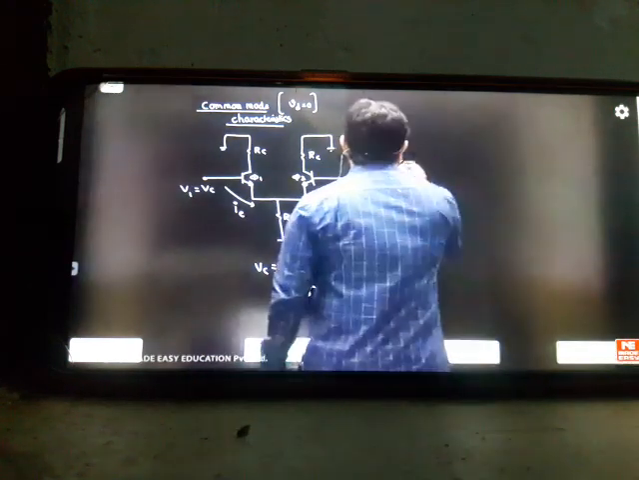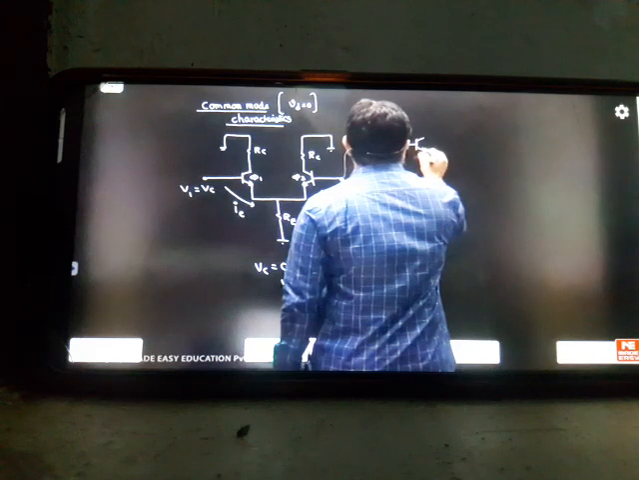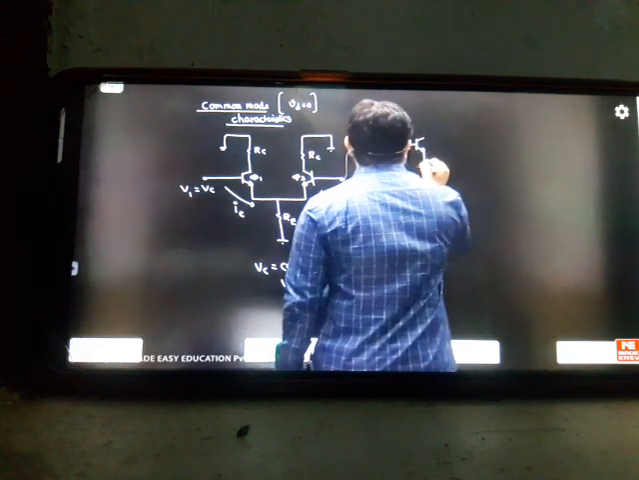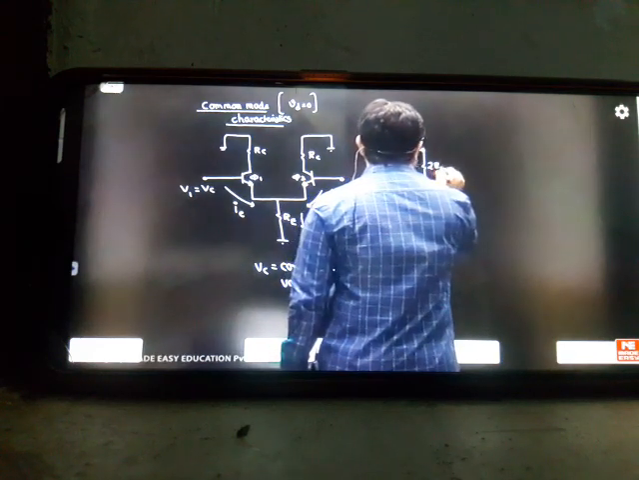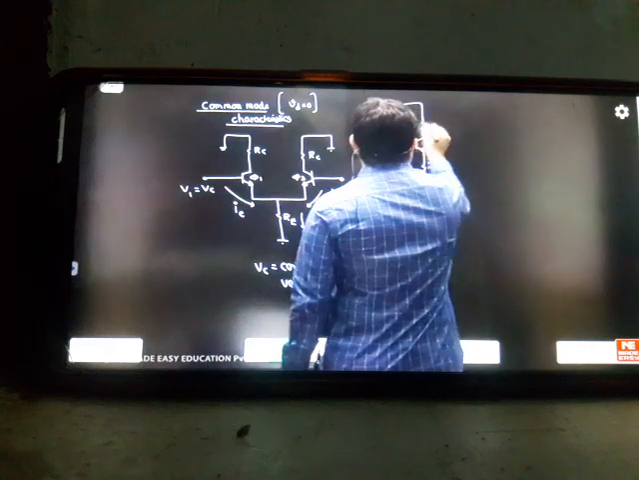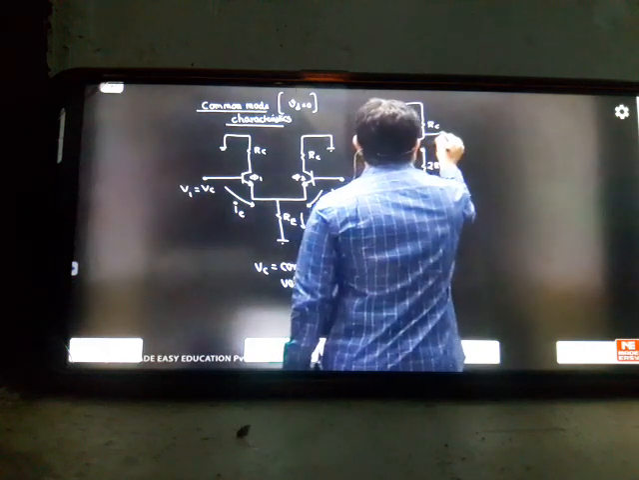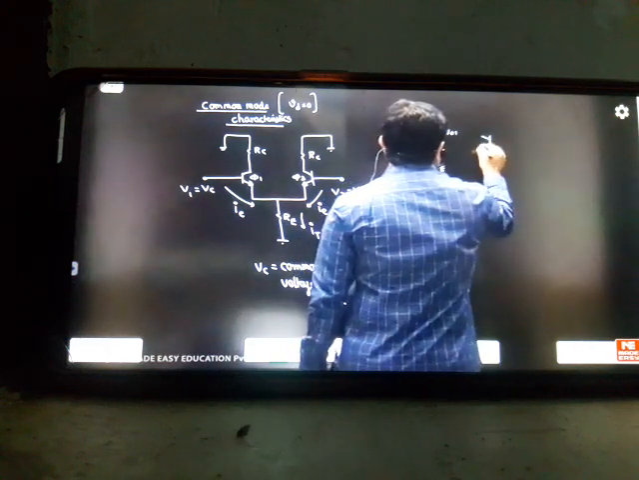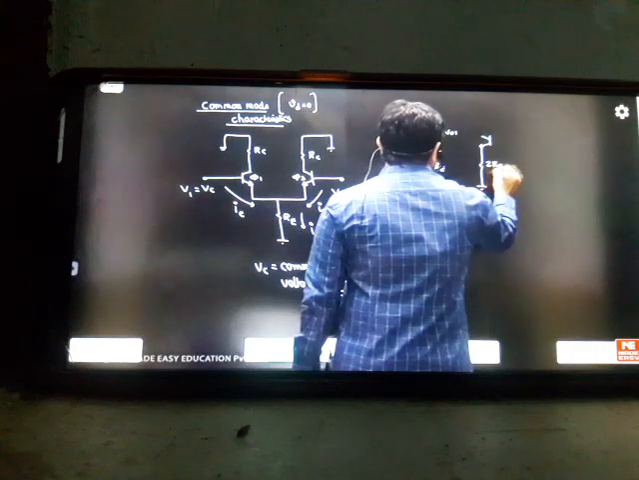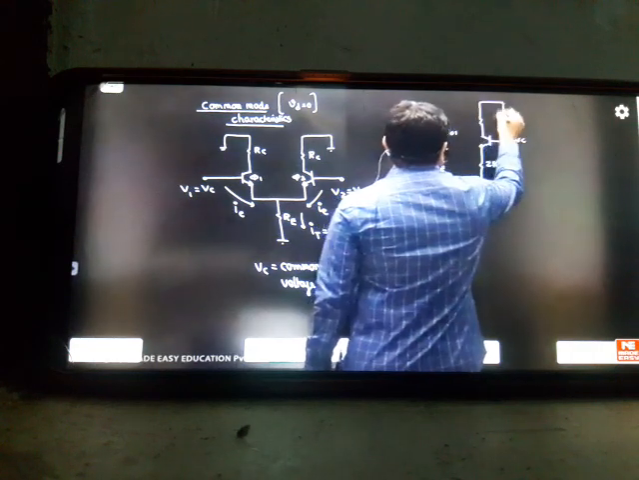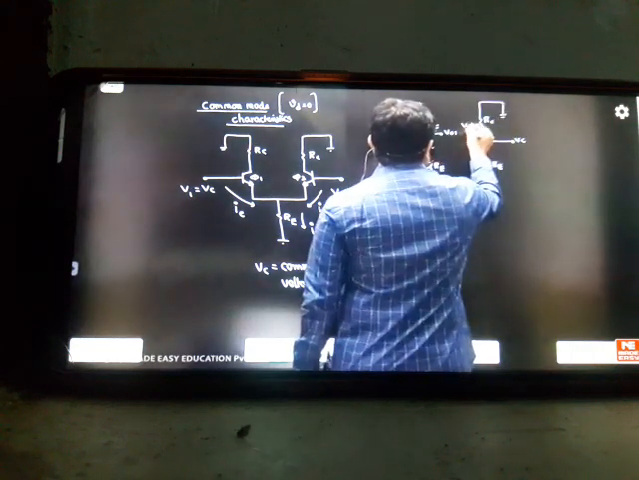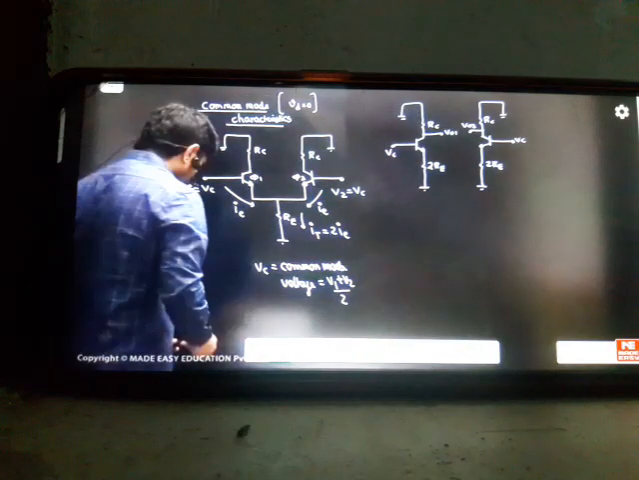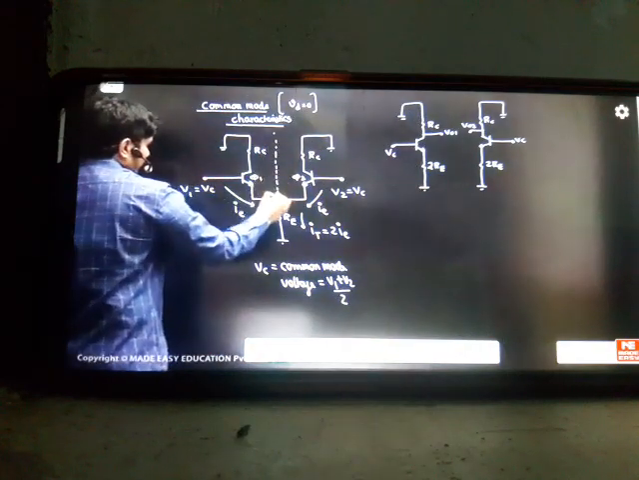So how to write this model? How to show this model in another manner? You can see, this is 2 RE I am writing. This is RC. This is VC. This is V01. And second transistor will be 2 RE. This will be VC. RC2 ground. This is V02. So if you see the trick here, if I cut this block again into 2 halves like this, I split it into 2 halves.